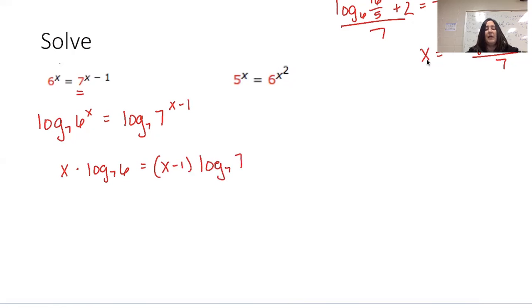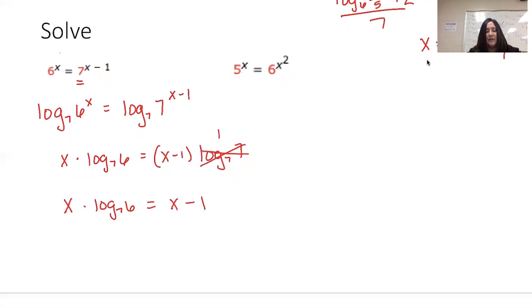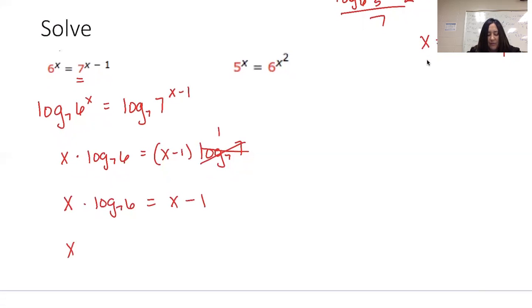Well, we had a property in a previous section that said log base 7 of 7 is really just 1. So we don't necessarily need that there. That's equivalent to 1. So what we need to do then, we would have x times log base 7 of 6 equals x minus 1. Get everything that has an x on it on one side. So I'm going to say x times log base 7 of 6 minus x equals a negative 1.